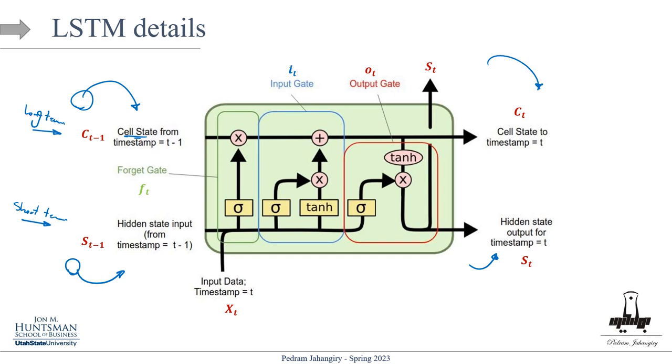Then inside this cell, we have three gates: the forget gate, the input gate, and the output gate. In the forget gate, as you can see schematically, we are using an activation function.